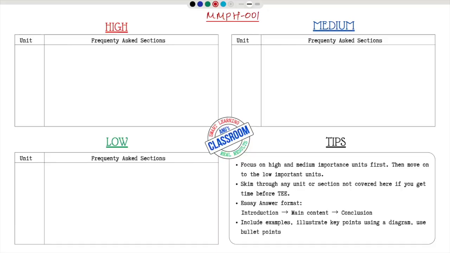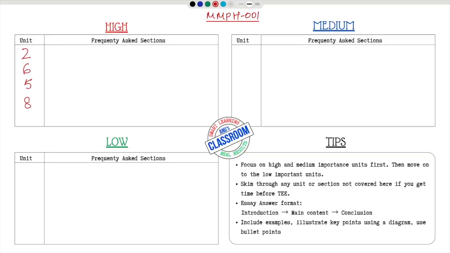In this video, I will be walking you through the most important units and sections of MMPH1 so that you can focus your efforts where they matter the most. We will start with the most important units and sections first, followed by the medium and the low priority ones. So coming to the high priority units, they are unit number 2, unit number 6, unit number 5 as well as unit number 8.